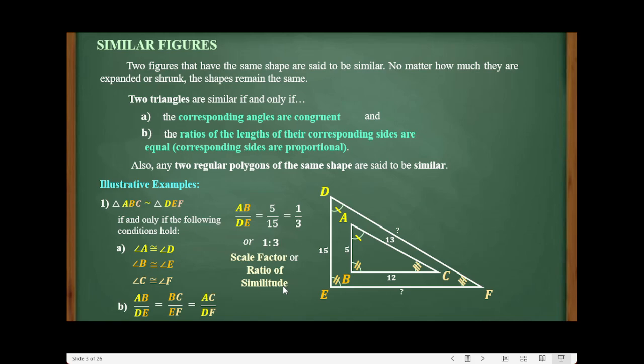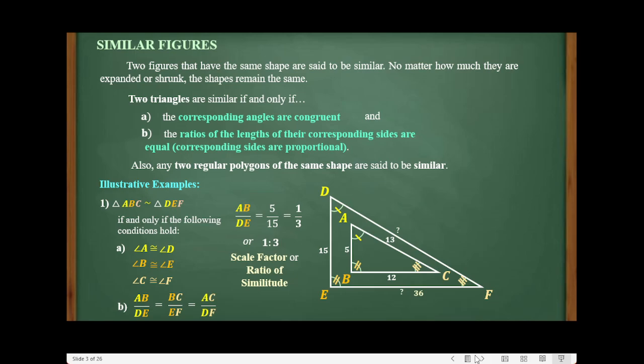Okay? Which means that for every single unit from the smaller triangle, there is a corresponding 3 units on the sides of the bigger triangle. So, with this scale factor or ratio of similitude, we can now compute for the length of segment EF and segment DF. Okay?